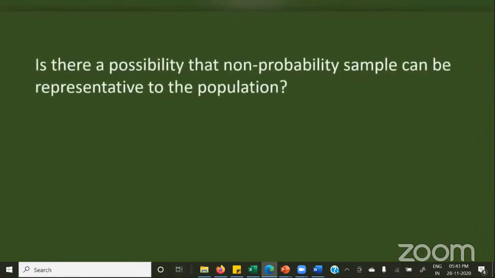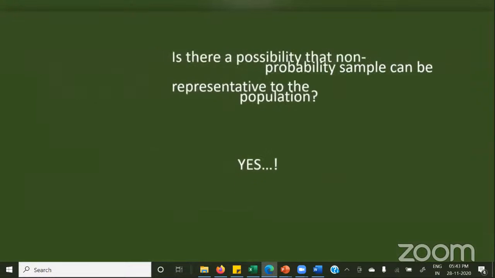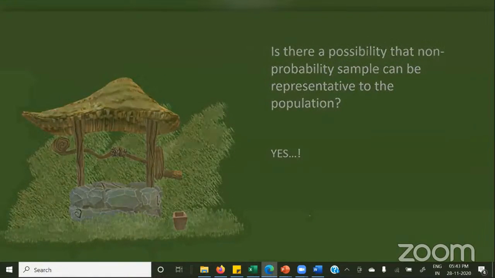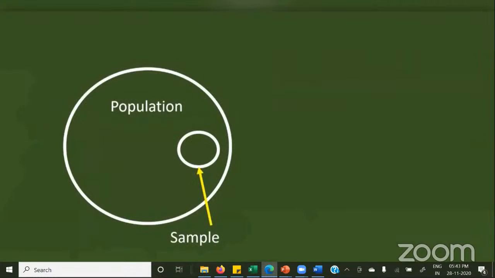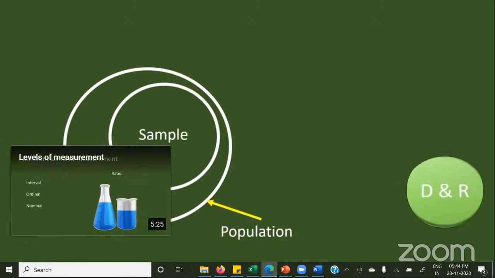Now, isn't there a possibility that a non-probability sampling can, in some ways, be representative to the population? The answer is yes. If we collected a sample of water from a well in a beaker, the water in the beaker represents the water in the well. However, in humanities and social science research, the sample is more behavioral than physical. Still, if we are ready to take a large sample, there is a probability that the sample has almost all the characteristics of the population. We can consider that sample as representative sample.